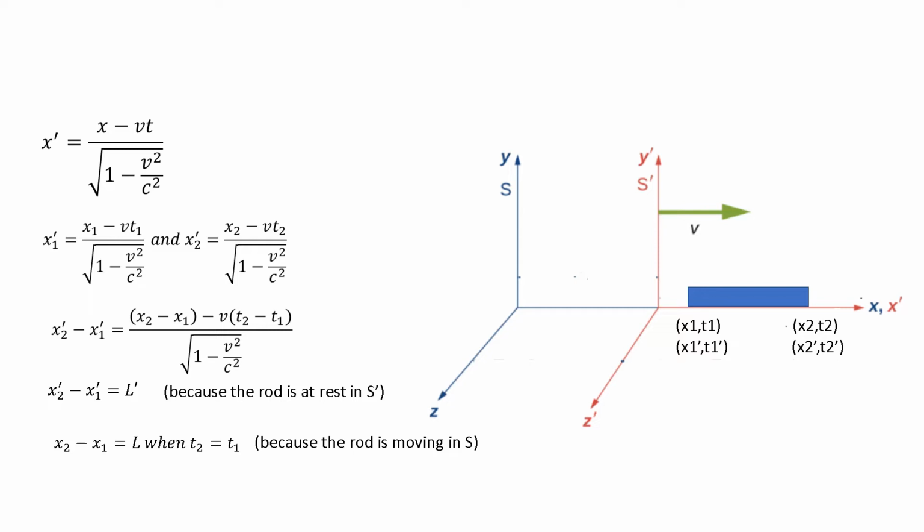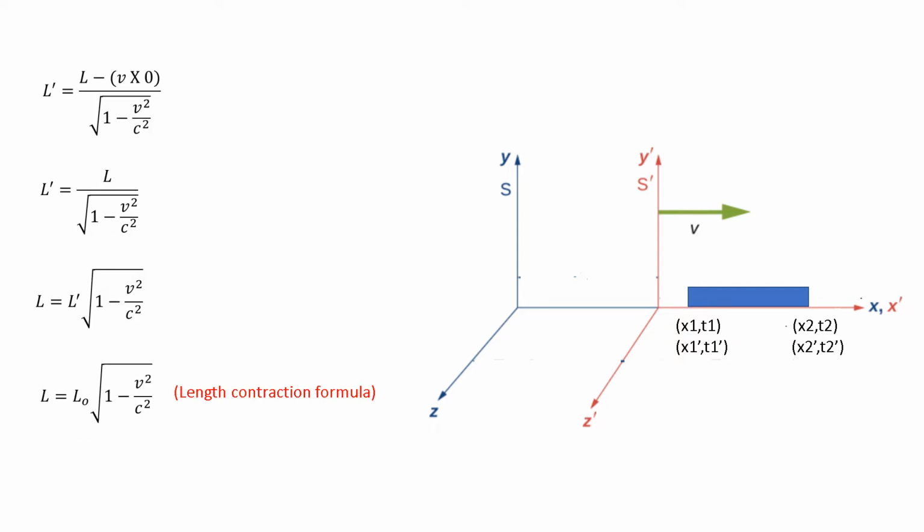But when the rod is moving, we must measure coordinates of its endpoints simultaneously if we want to find the length of the rod. The rod is moving in frame S, therefore x2 minus x1 equals L, the length of the rod measured by frame S, only if t1 and t2 are equal. So we substitute x2 prime minus x1 prime equals L prime, x2 minus x1 equals L, and t2 equals t1, that is t2 minus t1 equals 0. We get this equation between L prime and L.